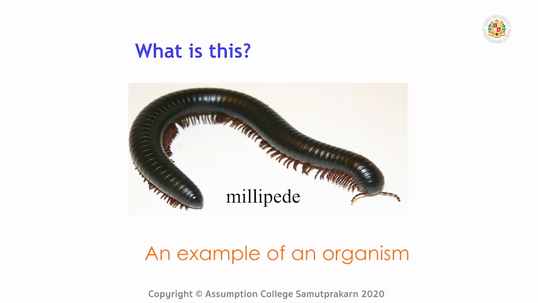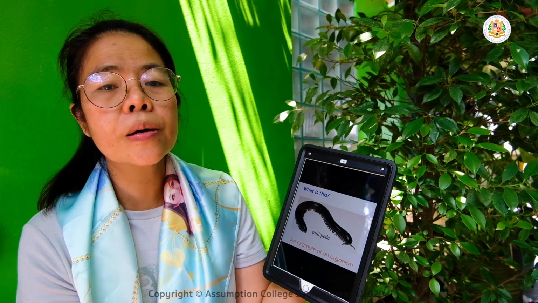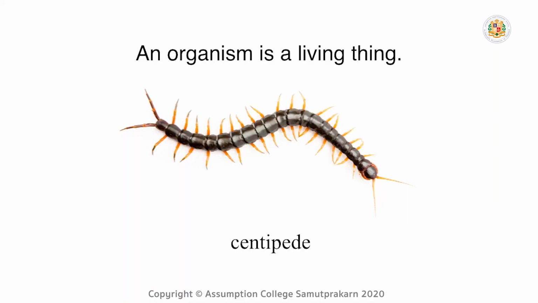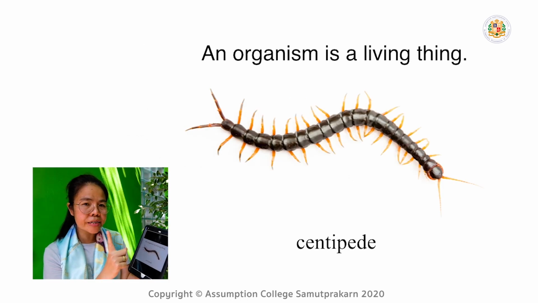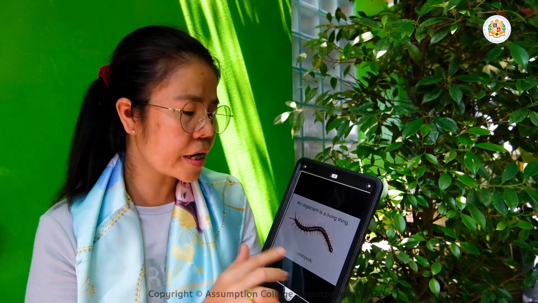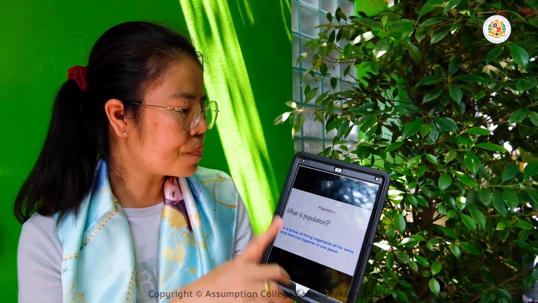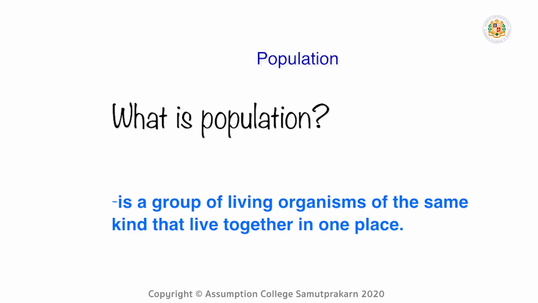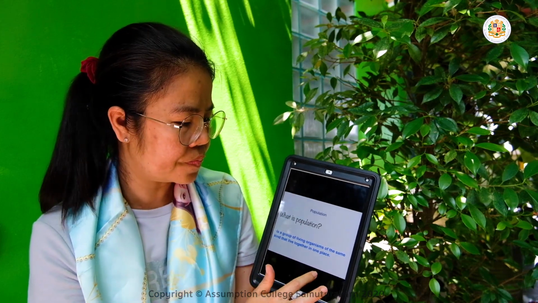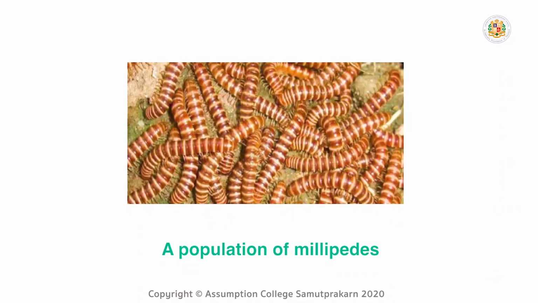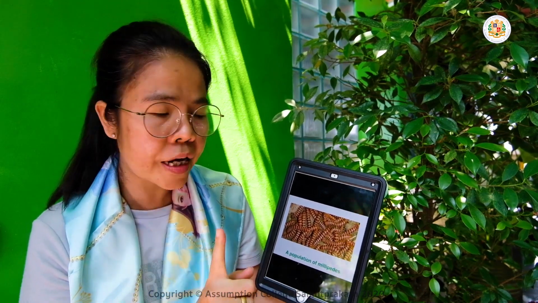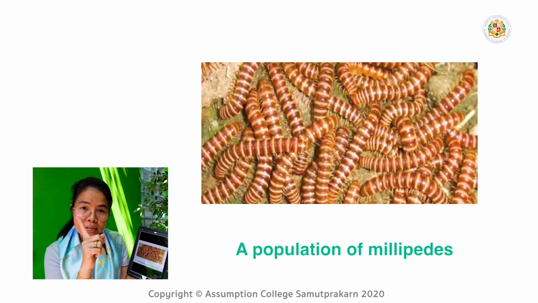What is this? Millipede. This is for example an organism or individual. Also these two, centipede. That means one organism, we know well it is a single organism. And the population, I told you already that it means the group of living things of the same species staying together. What are they? This is a group of millipedes. That means you can say a population of millipedes. Just only millipede, only one species, okay?